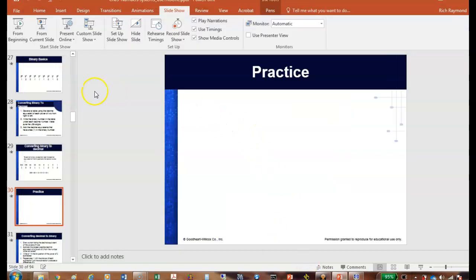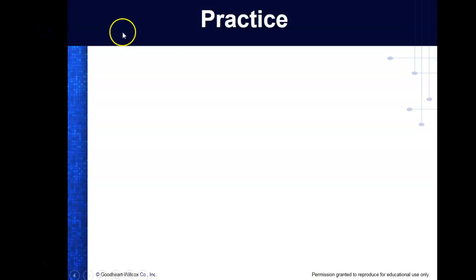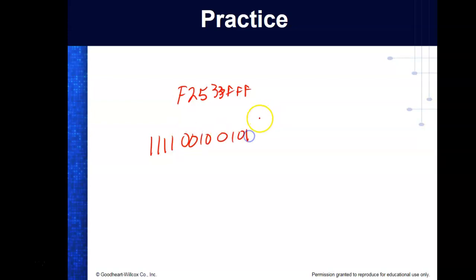Okay. So I could come over here now, and if I wanted to see the binary number, I understand it's hexadecimal, but if I wanted to see the binary number, F2533FFF, then that F2, 5, 3, 3, F F F. So think about the computer trying to display this address for you in binary.